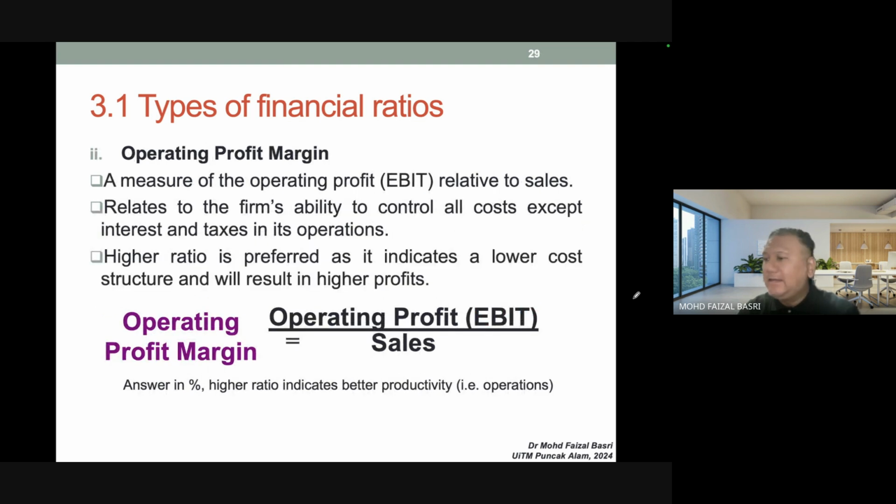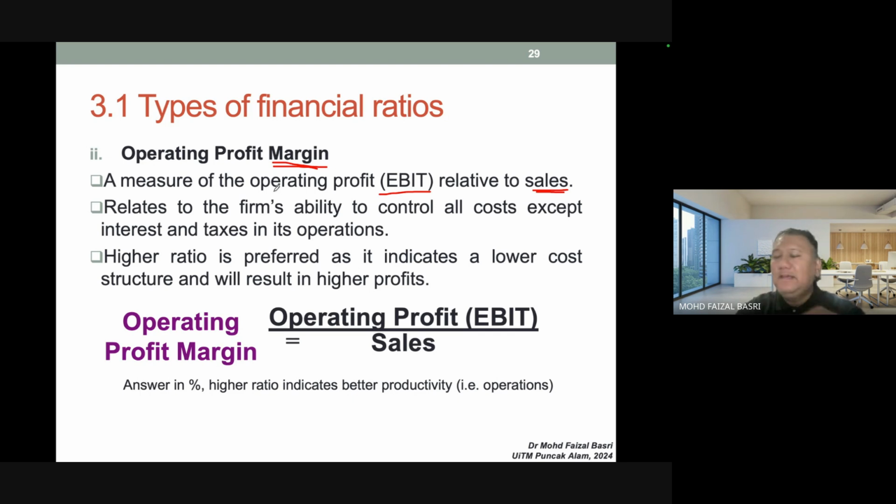Next is the second level of profit, operating profit, ataupun sometimes it's called earning before interest and taxes. Okay, in relation to sales as well. Okay, so nampak perkataan margin? Remember, margin akan relates dengan sales. Okay, margin associate dengan sales. So kalau operating profit bermaksud earning before interest and tax, bahagi dengan sales.